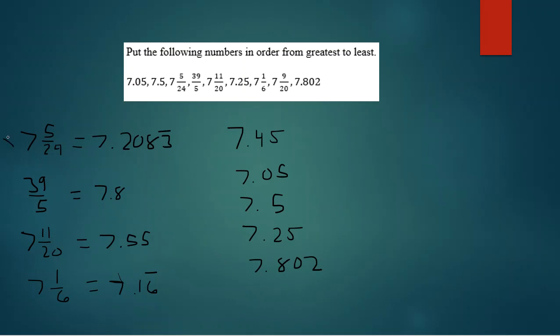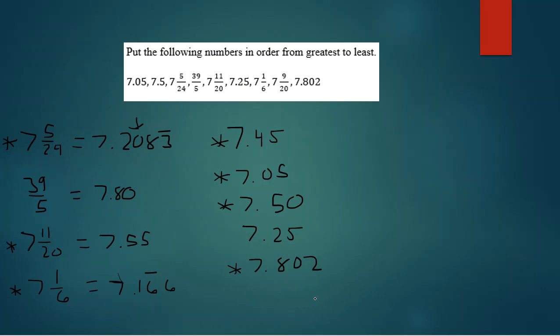Okay, this one right here, if we round to the hundredth spot, that would be like $7.21. This one would be $7.80. This one right here would be $7.55. This one right here would be $7.17 because the 6 is going to repeat, right? So that would round to $7.17. And then we've got $7.45, $7.05. This would be $7.50. This would be $7.25. And then this one would round to $7.80.